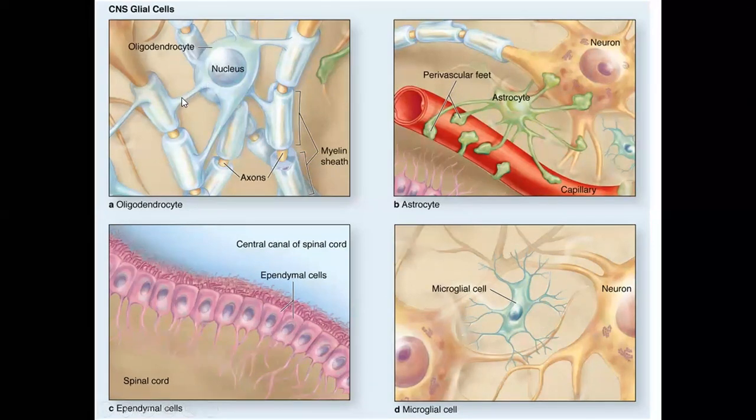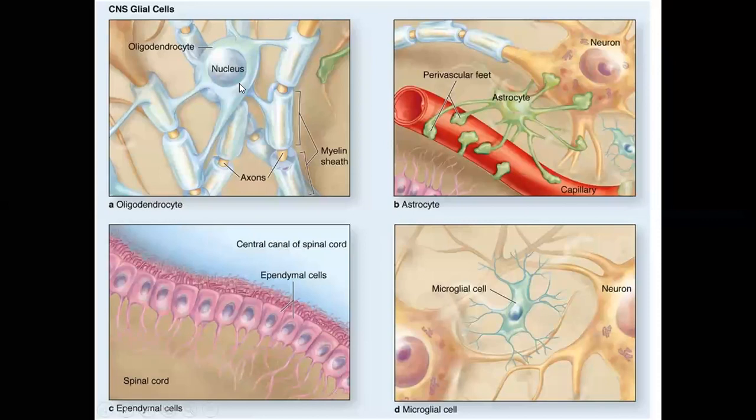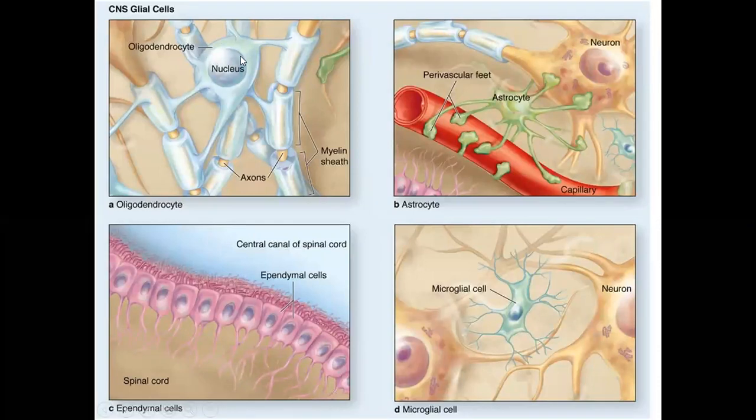You see here, it is covering the axon of one of the neurons. Then it also gives off processes and covers not only the axon of the same neuron but also the axons of others. So it gives multiple processes and forms a covering around each of these axons. This is called the myelin sheath, which is formed by the oligodendrocytes.